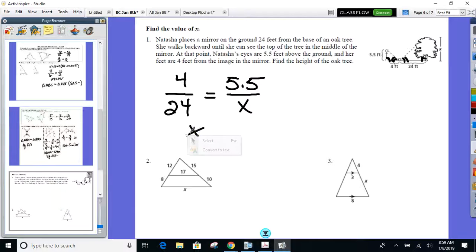And how tall is that oak tree? 33 feet. Yes, please attach the units. 33 feet. Any issues there? Okay, number two.